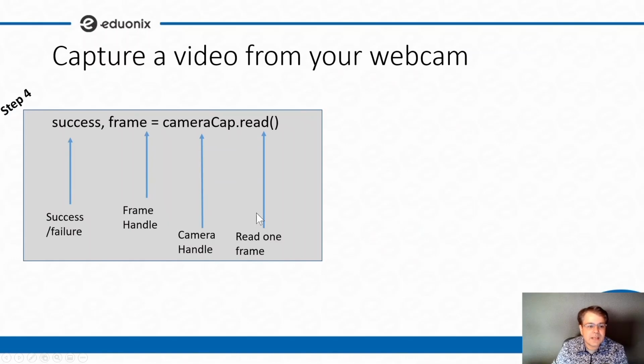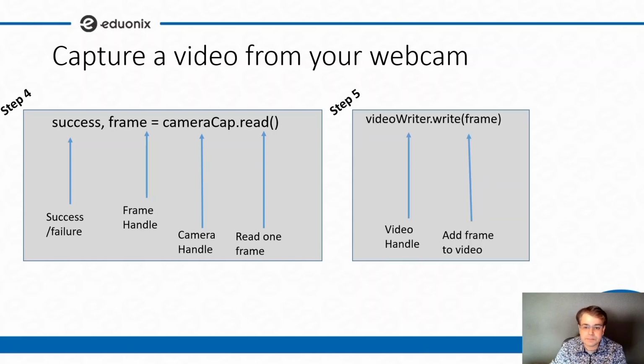And then finally, we capture a video from our webcam. The command to do that is exactly the same command we use to capture a single frame. We use camera cap.read, and it gives us two return values. One is a success or failure, whether the operation was a success or not, and then the handle to that frame. But one thing that you may observe now is this gives me only one frame. I need to get these frames multiple times and then pass them on to the video writer that will then put them through the codec and make a video out of it.